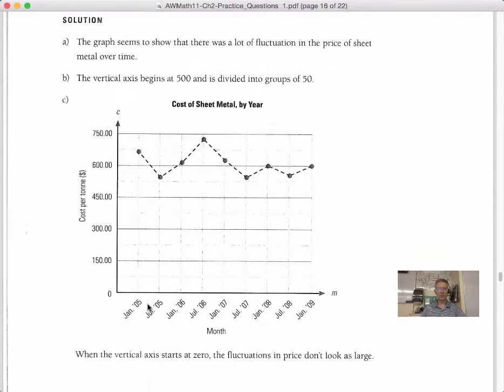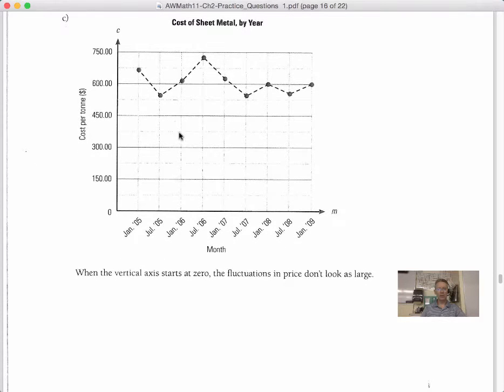So redrawing it, you can see that a much flatter graph. Points don't seem to fluctuate as wildly, and the fluctuations don't look as large. Notice they do start at 0 and they do go up. In this case, the scale here is, it looks like 4 boxes is equivalent to 300. So each box is probably about $75.